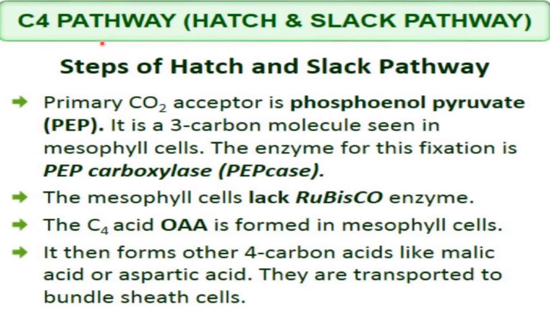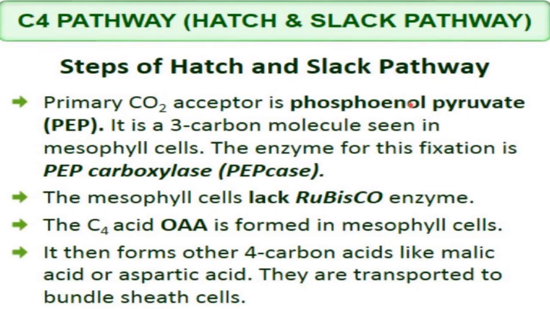Now let's talk about the C4 pathway steps. So these are the steps of the Hatch and Slack pathway. The first step is the primary carbon dioxide acceptor. Like we have discussed in the C3 pathway, we talk about the first acceptor of carbon dioxide. So here also we are discussing the primary carbon dioxide acceptor, that is phosphoenol pyruvate.